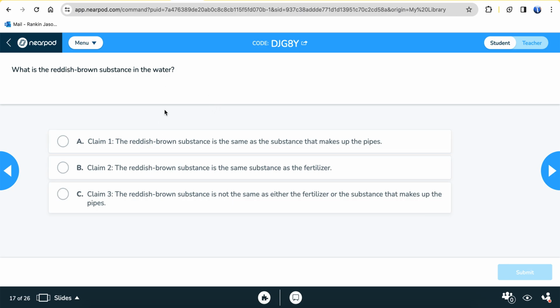We have our 3 claims. All right, so what I need you to do is really think about which claim it's going to be. Again, claim 1, all these begin with the reddish brown substance. Claim 1 is the same as the pipes. Claim 2, same as the fertilizer. Claim 3, it's not the same as either the fertilizer or the substance that makes up the pipes.